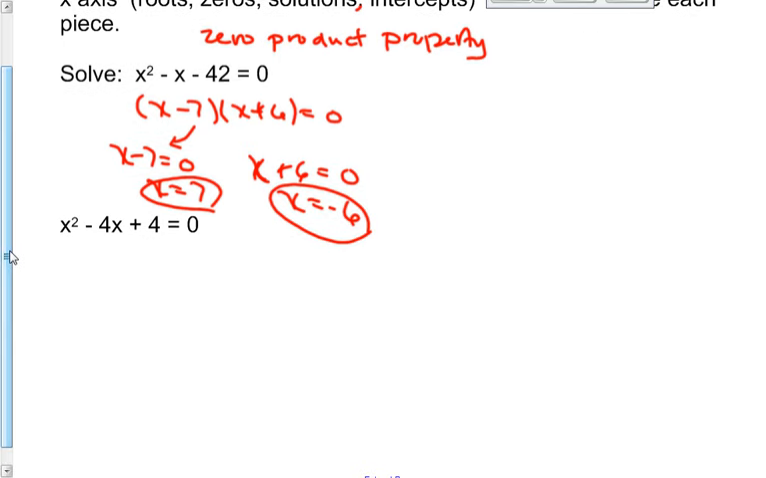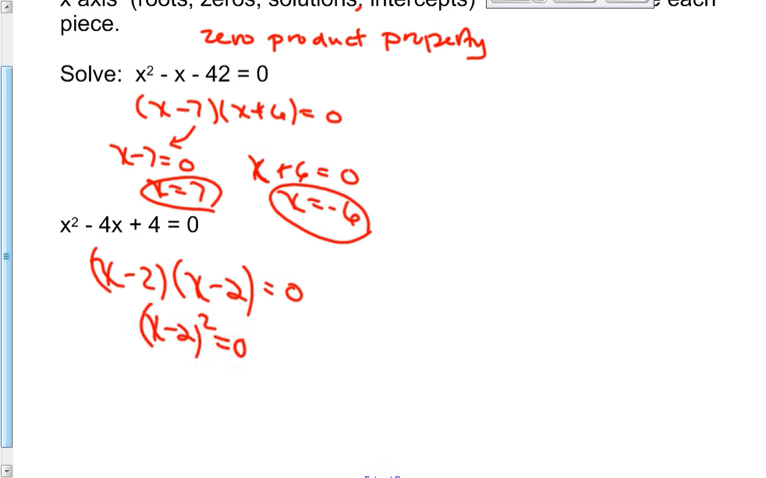x squared minus 4x plus 4, same thing. x minus 2 and an x minus 2. Two numbers multiplying together to give you a positive 4, add to give you a negative 4. Notice how these two are the same thing. This is a perfect square trinomial. Could also be written as x minus 2 squared equals 0.